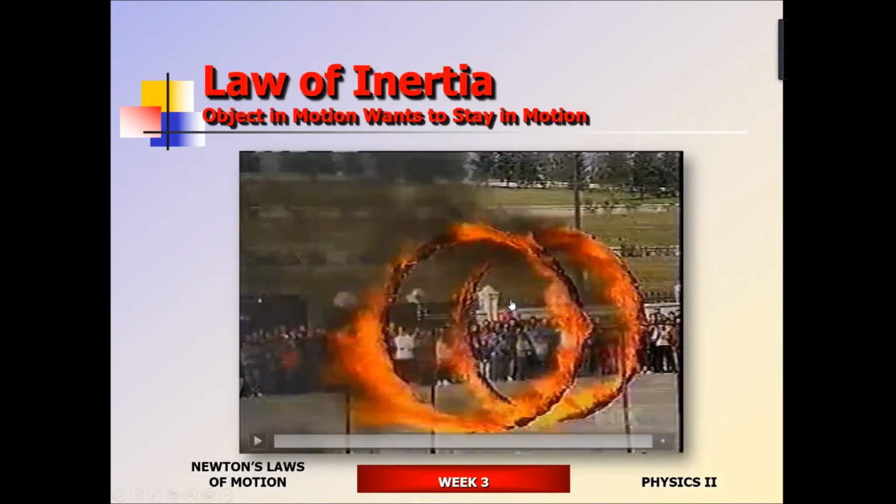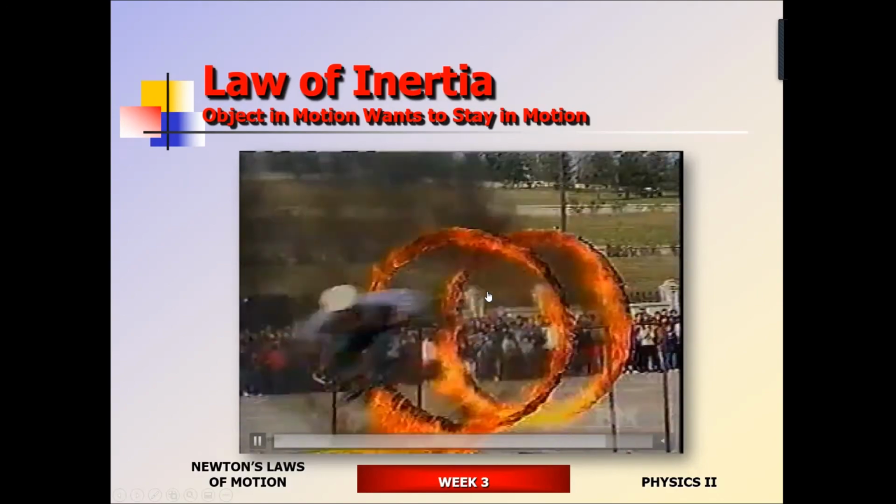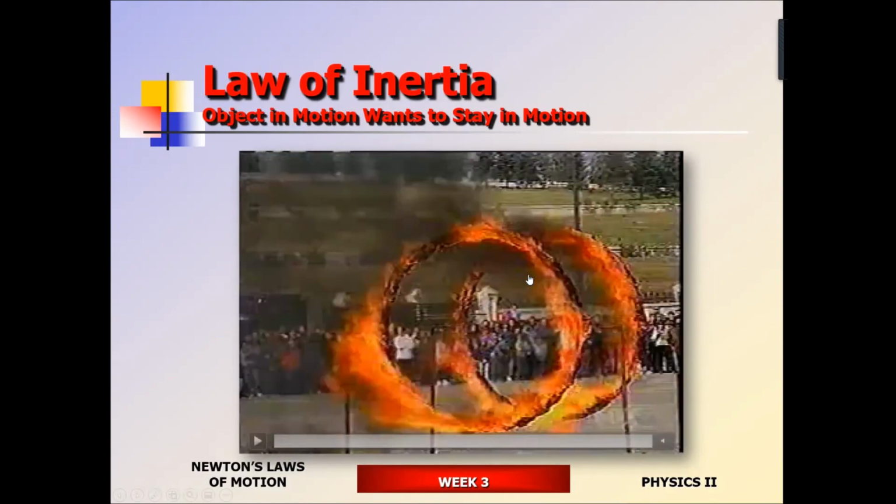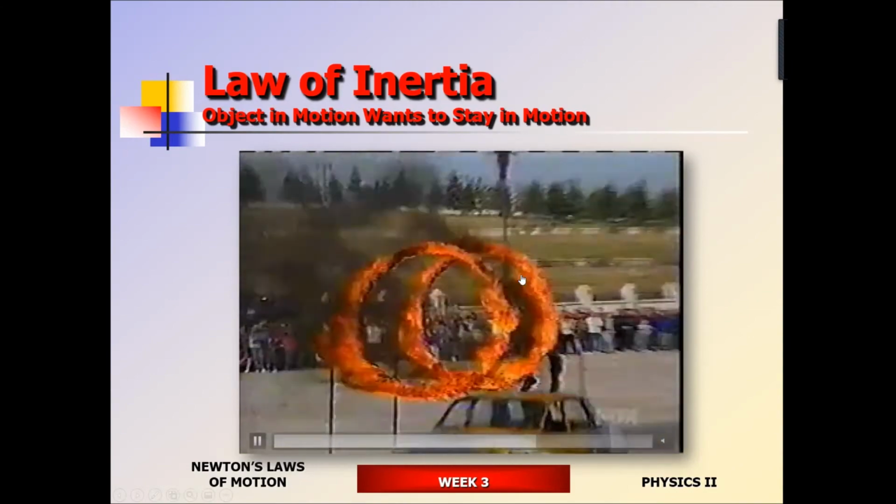Relative to the car, he's going to move in the opposite direction. So that's the answer to the question of the objects moving in the opposite direction of the acceleration of the vehicle. They are moving in the opposite direction because they're simply maintaining their initial motions.